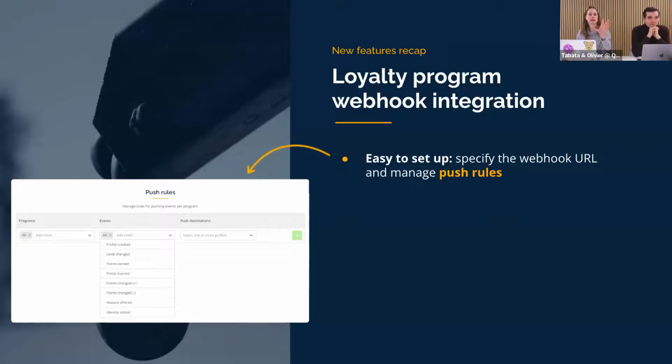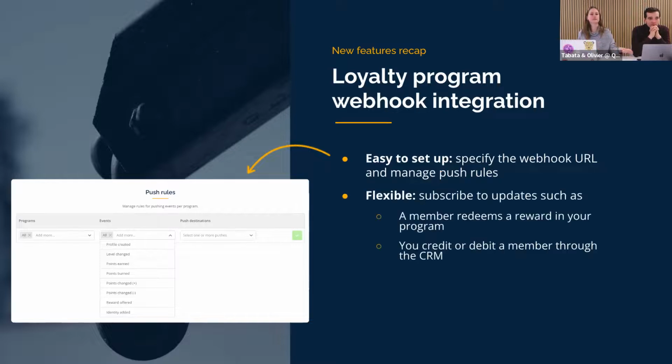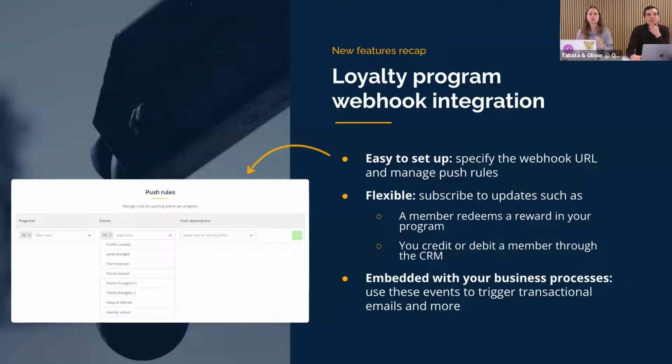In addition to that, in the case of the loyalty webhook, it's very flexible, because you can subscribe to different types of events or updates. For example, a member redeemed a reward in my program, or a member has been credited or debited in terms of points through the CRM. There is a series of updates, but you can decide for which events you want to be notified. And finally, it's very important because it really allows you to embed your loyalty program with your business processes. You can use these event notifications to trigger different things in other tools, for example, transactional emails in your automation platform.